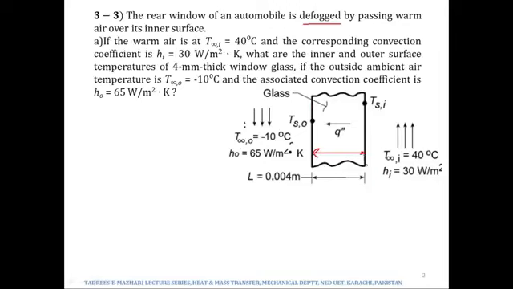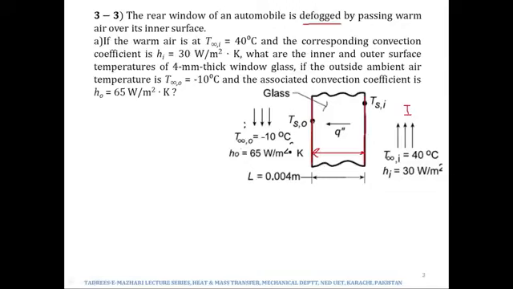So this is the inside of the car. You can see that the temperature of the hot air inside the car is 40 and the convection coefficient is 30 watts per meter square Kelvin. And the temperature outside the car is -10 degrees Celsius and the corresponding convection coefficient has a value of 65. So we can call the temperature at this surface Ti or Tsi, whatever you like. And similarly, the temperature over here may be denoted as T0 or Ts0.